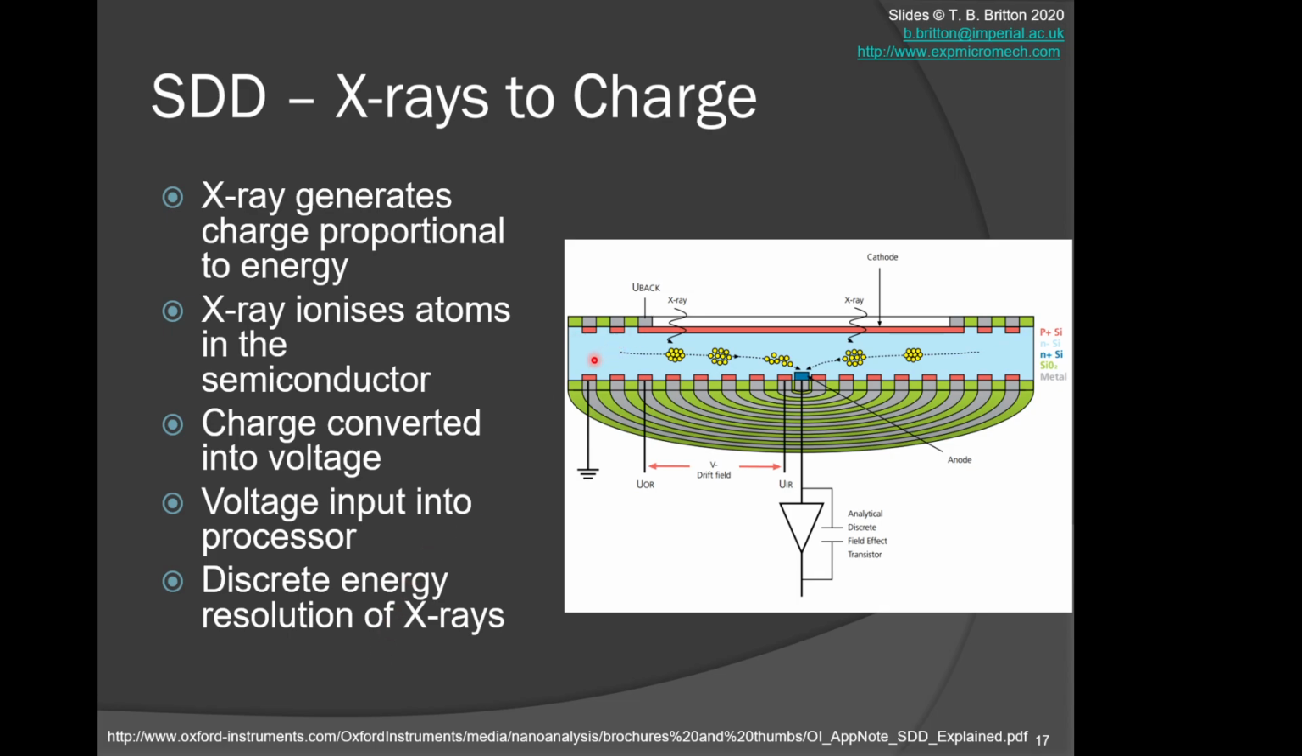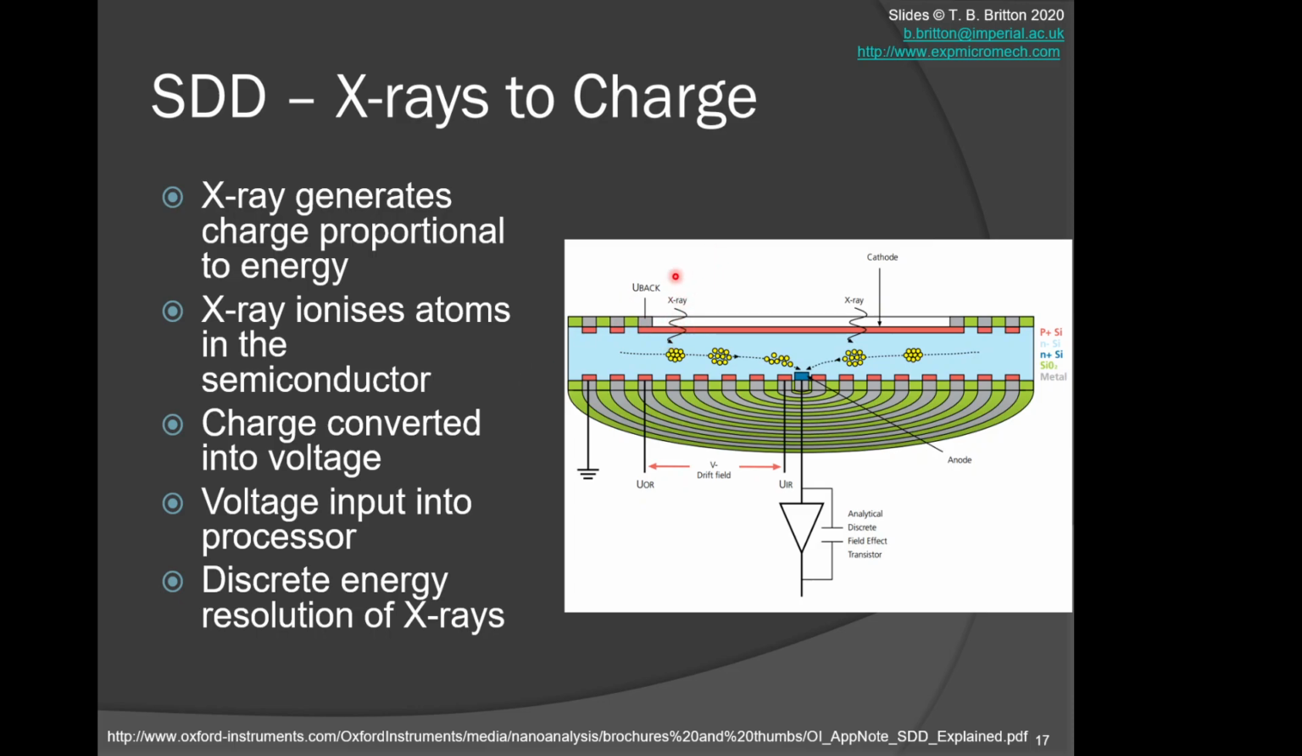So inside the detector, we effectively have a semiconductor where the X-rays will generate a number of electron hole pairs corresponding to the energy of the X-ray. Specifically, it's the energy of the X-ray divided by the band gap of the semiconductor. So we ionize atoms in the semiconductor, we create charge, which is converted into a voltage that's measured on our gate, on our FET. That voltage is input into a processor, and then we get a discrete energy resolution of the X-rays based upon the band gap, the quality of the band gap of the detector.